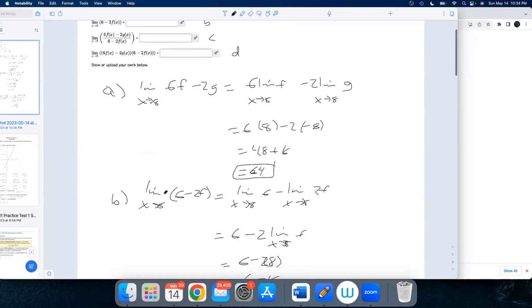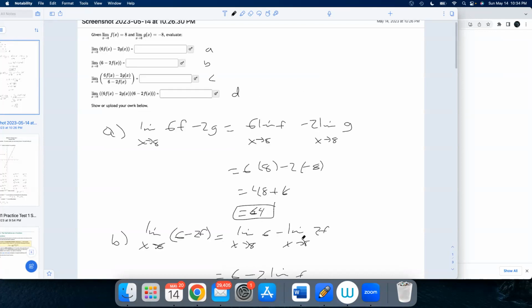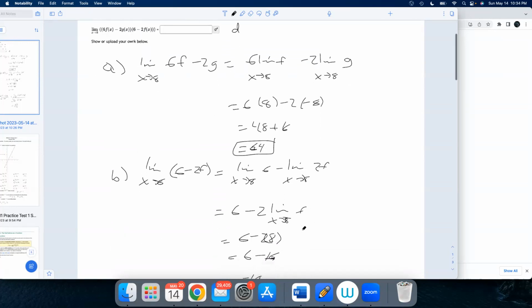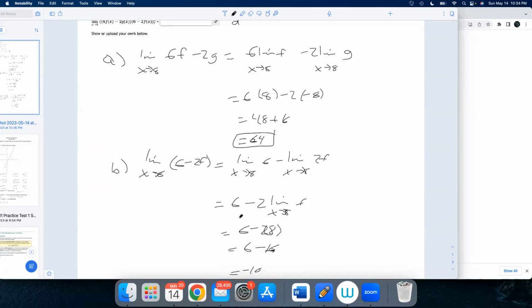Here on the second one, we've got this limit we're trying to calculate. So I'm going to distribute the limit over that subtraction. The limit of a constant is just that constant. So I've now done that limit. I don't have to write that limit anymore because the limit of 6 is just 6. This, I can pull that 2 outside the limit. And I know the limit as x approaches 8 of f. I already know that. That was 8. And then just clean up.